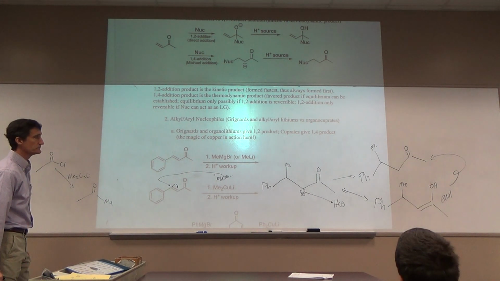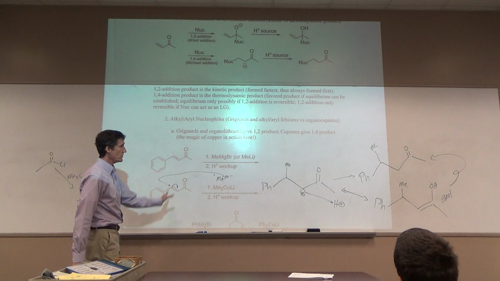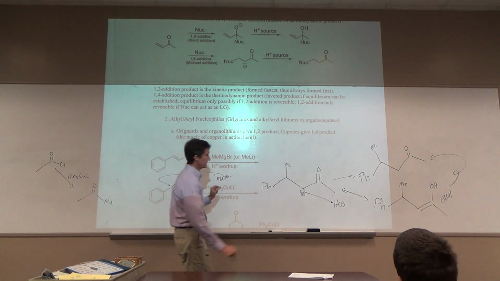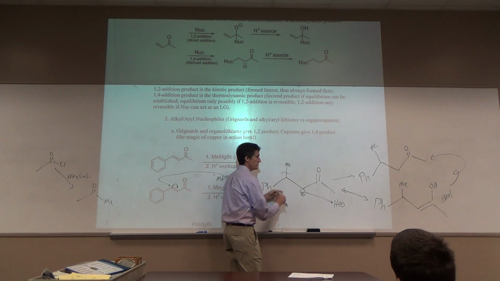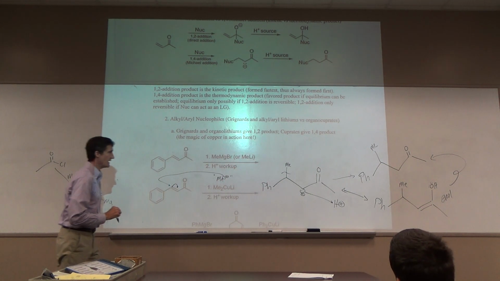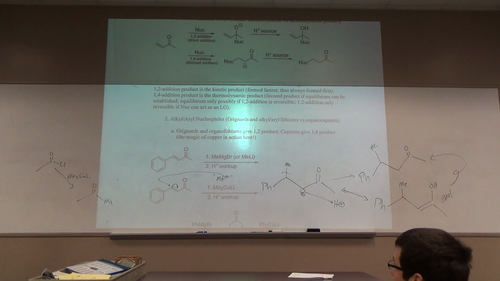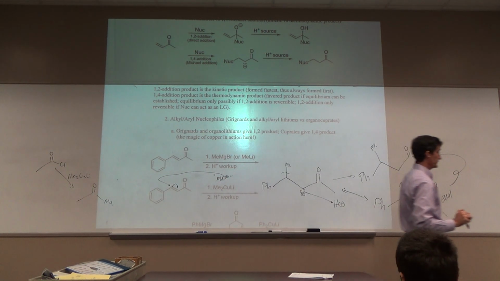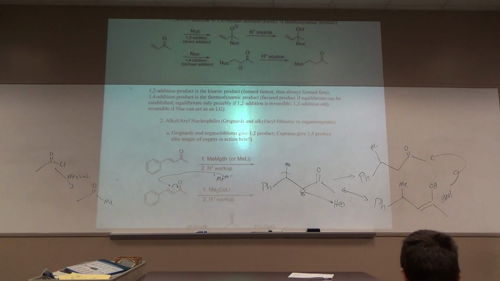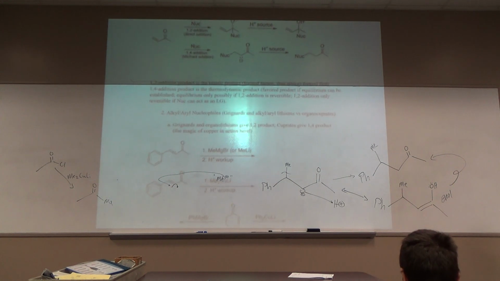Right? So, cuprates did a 1-4 addition. So we added here, the nucleophile added to the beta carbon. Magic of copper, cuprates do Michael additions. I'm sure somebody discovered that first and said, while Grignards add 1-2, cuprates add 1-4.